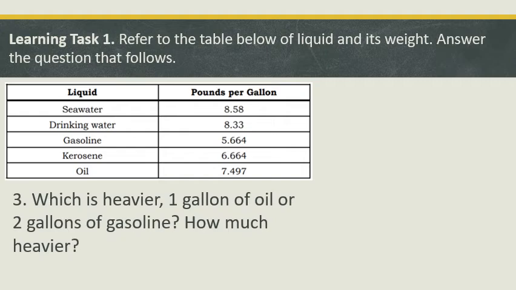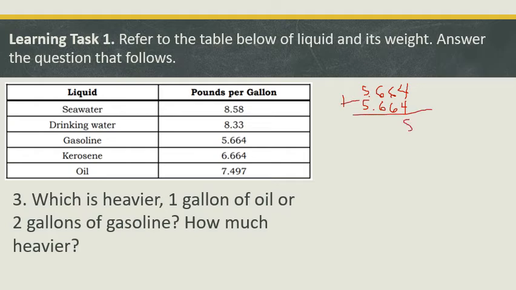The number 3, which is heavier? Alin daw mas mabigat, yung 1 gallon ng oil or 2 gallons of gasoline? Okay, paano natin gagawin yan? Ang 1 gallon of oil is 7 and 497 thousandths pounds. Alamin natin kung ano ang weight ng 2 galon ng gasoline. Ang isang gasoline is 5.664. Dalawa daw niyan, so plus 5.664. Pwede siyang multiplication, pero since hindi pa natin napag-aaralan ng multiplication, addition muna tayo.